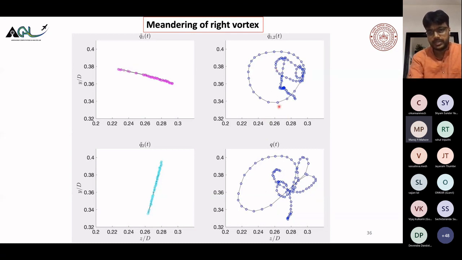Although there are some differences, which is expected because I'm just using the first two modes, if I use 10 modes, it will be much closer to this. But still, with just two modes, you're able to reconstruct, or at least get the direction of the movement, right? So that's a big thing. At least it tells you that this meandering phenomenon is not random. It is happening because of a certain elliptic instability mechanism right at the heart of the vortex.